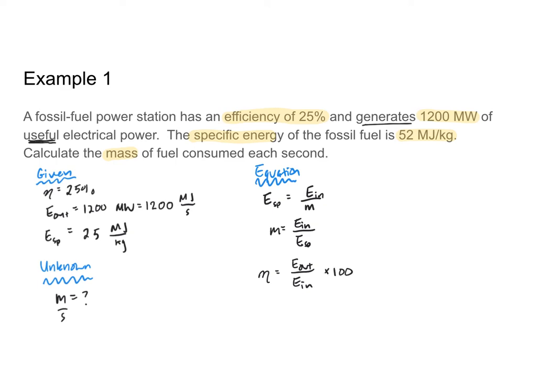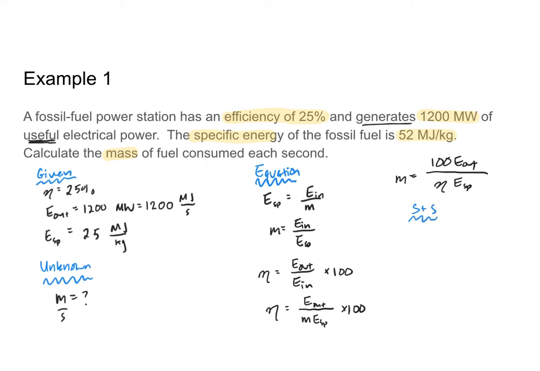So if I rewrite my energy input as my mass times my specific energy, then I can write that eta is equal to my output divided by my mass times my specific energy times 100. So my mass is equal to 100 times my energy output divided by eta times my specific energy. And now that I have this equation, I can go ahead and sub and solve.